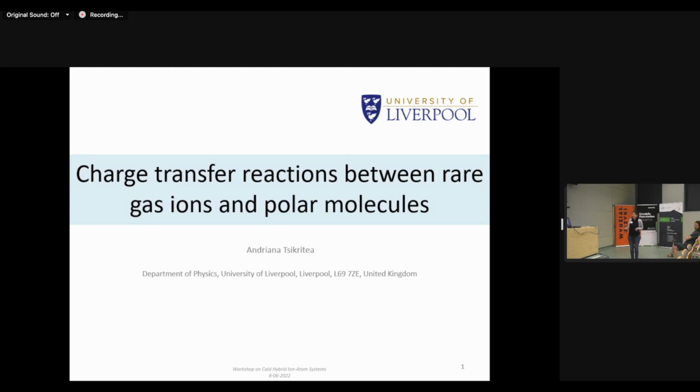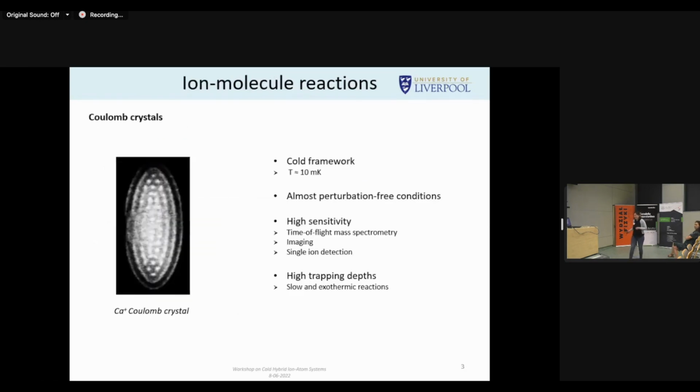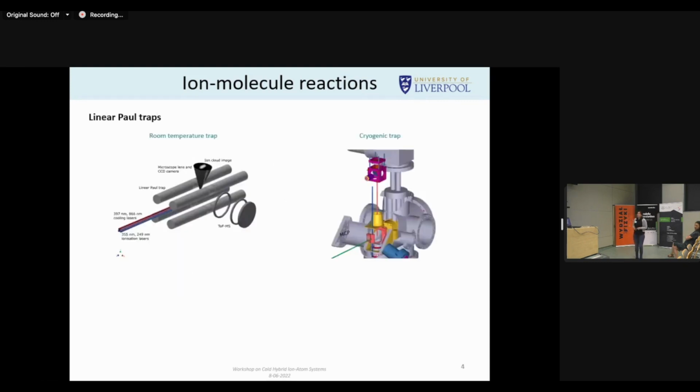So I am a postdoc in the Hilswood group, but today I will mostly speak to you about what I did in my PhD in the same group. I think this session has covered the motivations behind why we want to study cold ion molecule reactions, so I'm going to skip that slide. And I also think that this session covered the advantages of studying ion molecule reactions using Coulomb crystals as a cold environment, so I'm also going to skip that slide. Okay, I'm not going to skip this one.